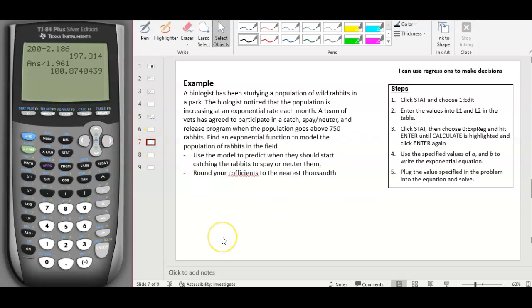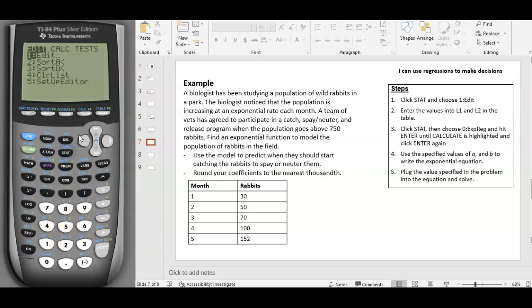Okay, so now in this problem it says a biologist has been studying a population of wild rabbits in a park. The biologist noticed that the population is increasing at an exponential rate each month. A team of vets has agreed to participate in a catch, spay, neuter, and release program when the population goes above 750 rabbits. Find an exponential function to model the population of rabbits in the field. Use the model to predict when they should start catching the rabbits to spay or neuter them.